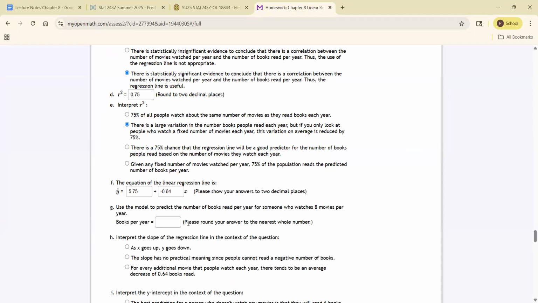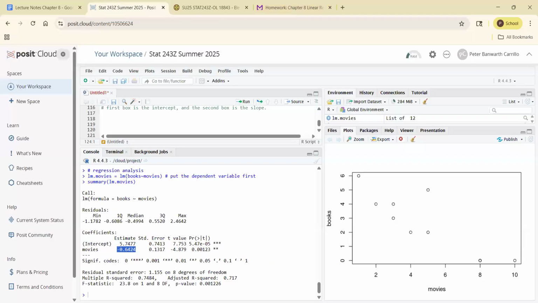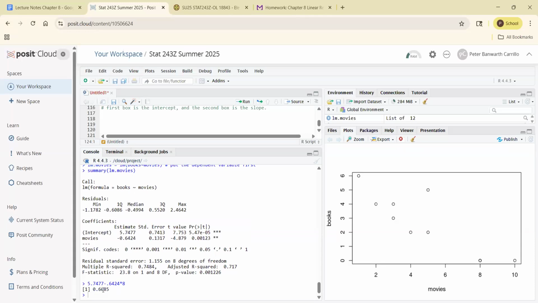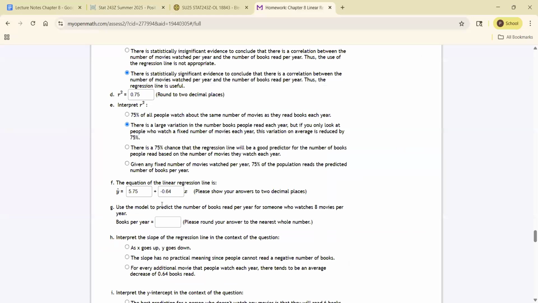And now we can use the model to predict the number of books read each year if someone watched 8 movies. So we come over here to R, and we use 5.7477 minus 0.6424 times the 8 movies, and we're going to predict that they read 0.6 books. But we're going to round it to the nearest whole number, so we're going to predict that they make it through 1 book.